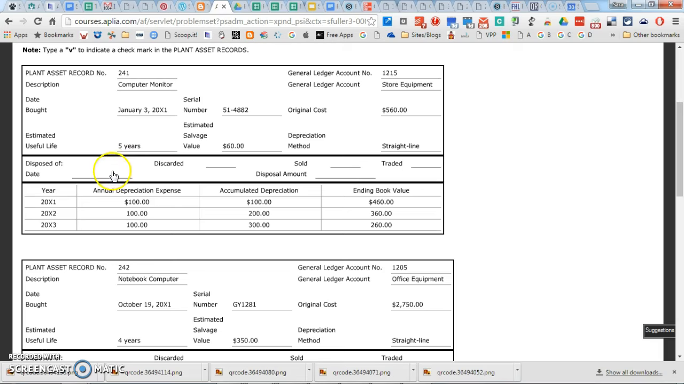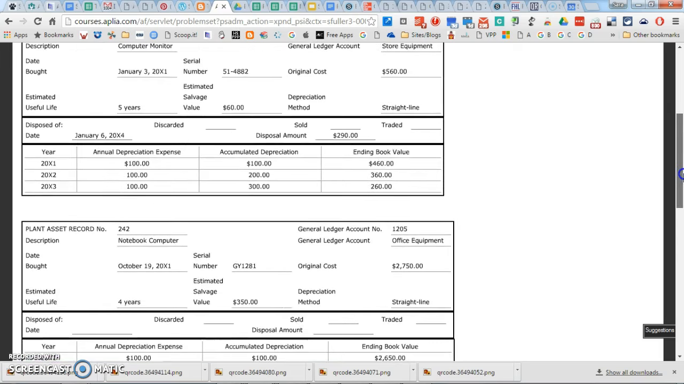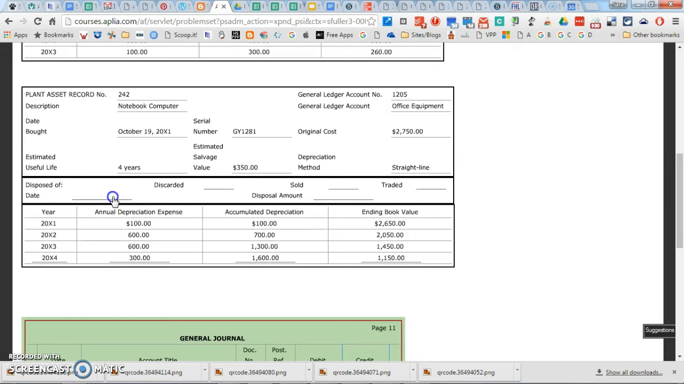So sold would be that. Our date that we sold that one is January 6th of our year 4. And the disposal amount was $290. So that simply means how much did we get for it. Then our date for our computer is July 12th of year 4. Our disposal amount is $800. And we have that done.